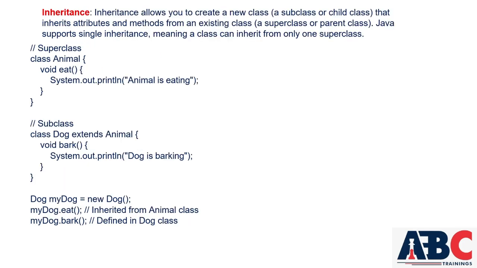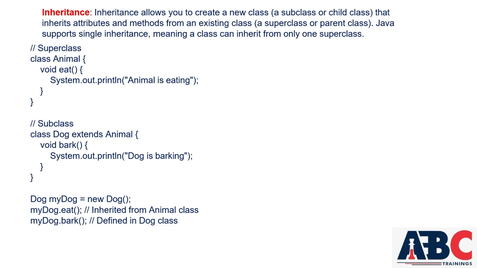Next is inheritance. Inheritance allows you to create a new class, a subclass or child class, that inherits attributes and methods from an existing class, the superclass or parent class.